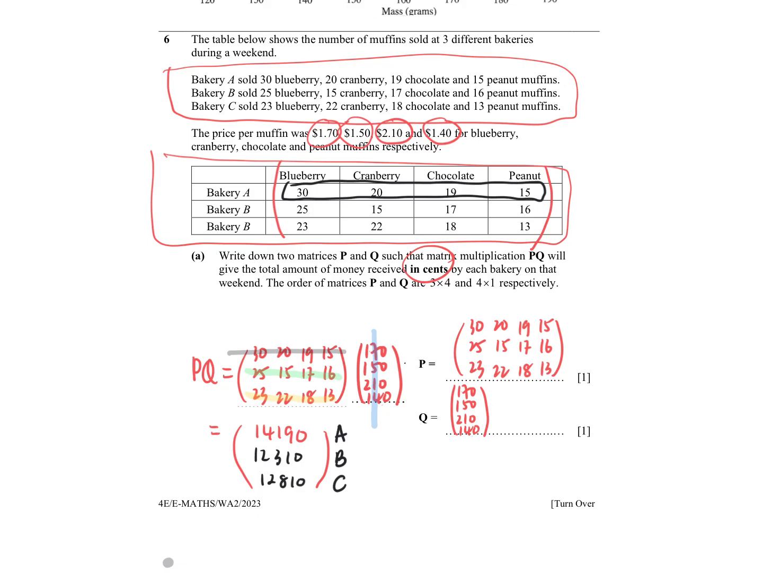They say I'm going to give a discount of 10%, 30% and 25% on the purchase of muffins from bakery A, B, C respectively. So write down a matrix R such that it will give you the total amount of money received in cents from each of the 3 bakeries. So what do you think you can do here?